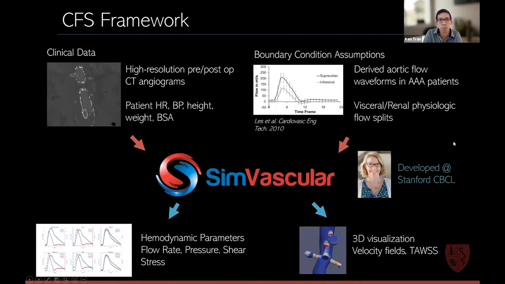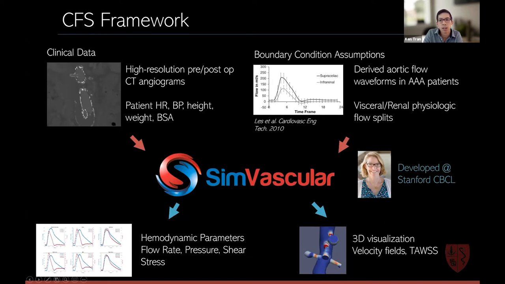Here is a brief overview of our overall computational framework. We use an open source platform called SimVascular, which was developed in-house at the Stanford Computational Biomechanics Lab by one of my mentors, Dr. Marsden. We take clinical data, including pre- and post-op CTAs, patient hemodynamics, and body surface area, and use those to create tailored patient-specific inflow and outflow waveform conditions. We then use these to generate flow simulations where we can derive relevant hemodynamic parameters and also visualize flow in 3D.